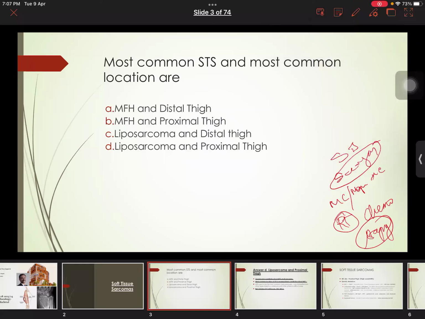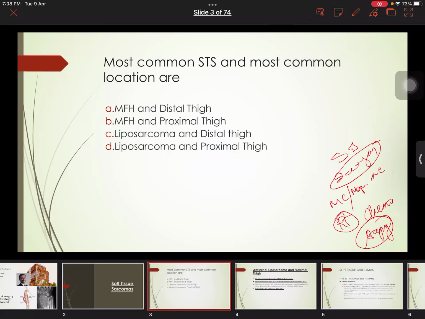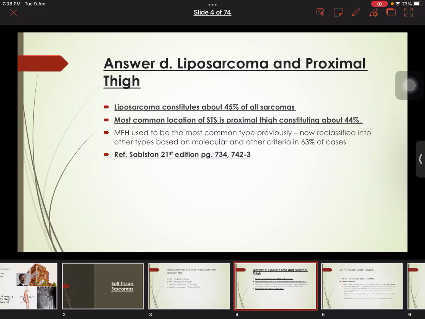Now, the first question is, which is the most common STS and the most common location of soft tissue sarcoma? So for this, the answer is liposarcoma. If you look at it previously, the answer used to be MFH. That is why I've highlighted MFH also here. MFH and proximal type, this used to be the previous answer. Now we know that MFH is a term which is not used anymore. Currently, the answer is going to be liposarcoma. There is no doubt with regard to this question.